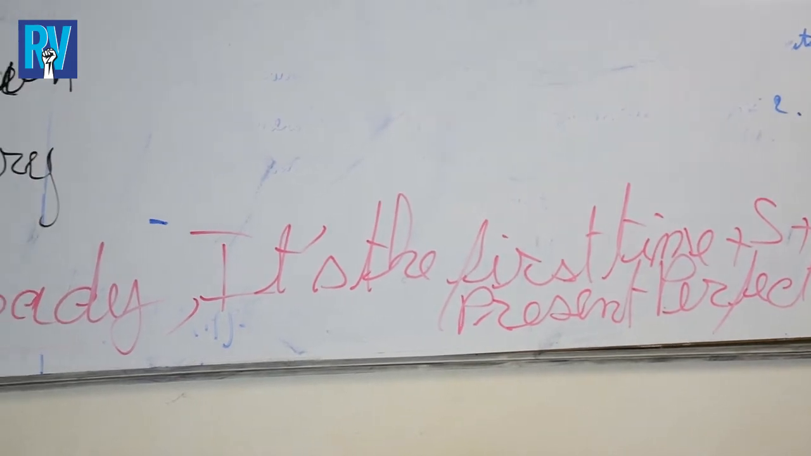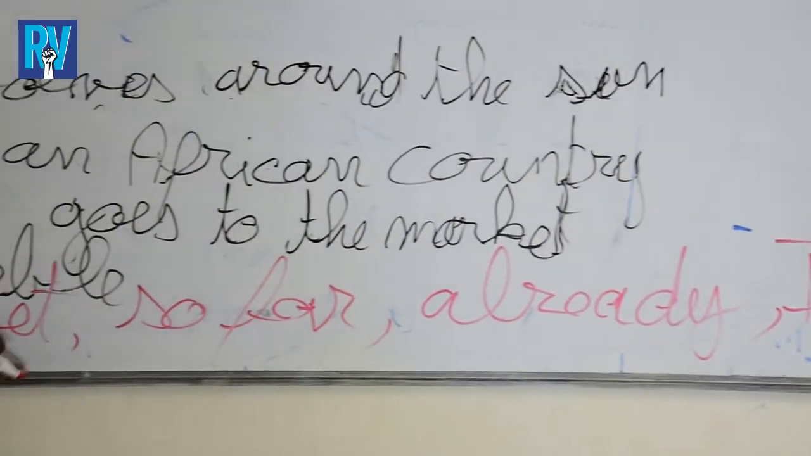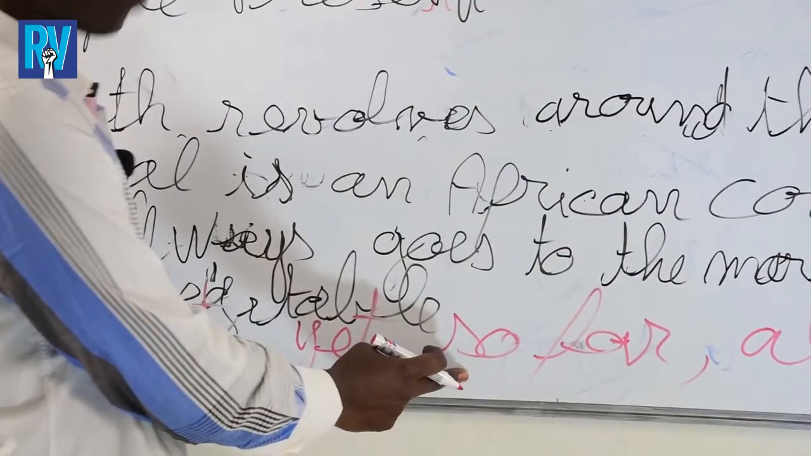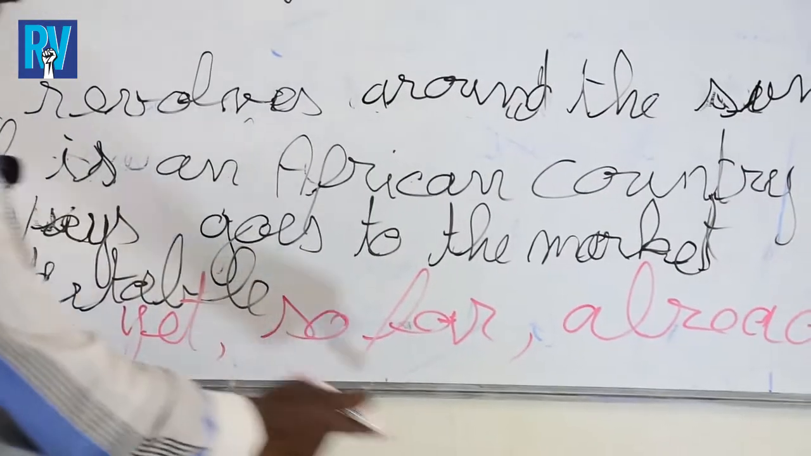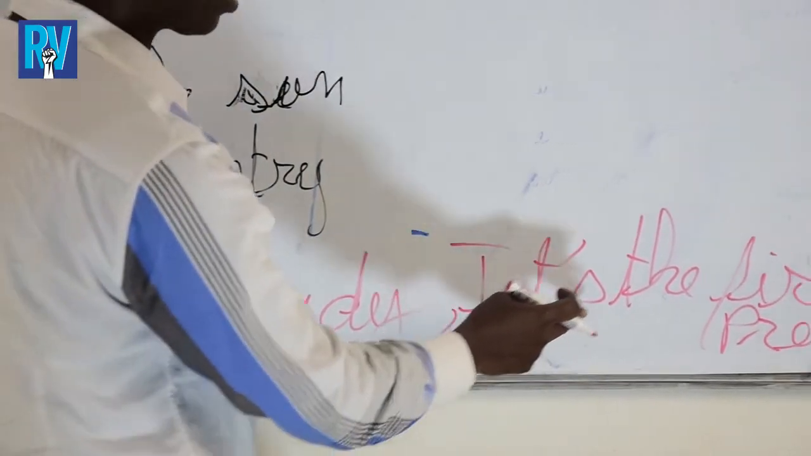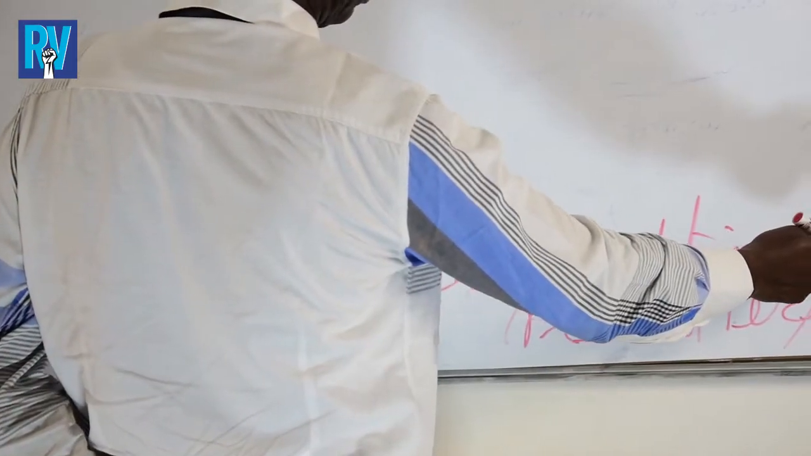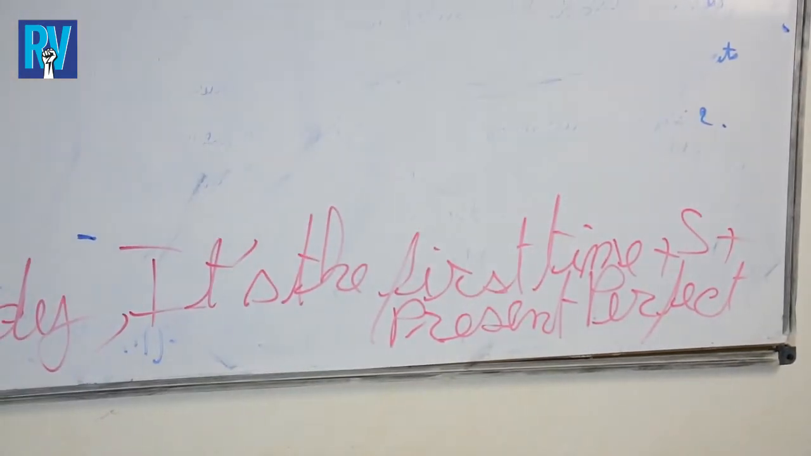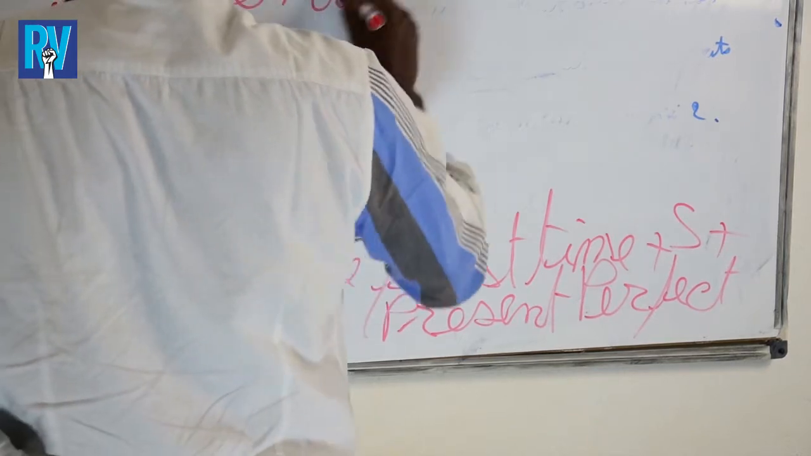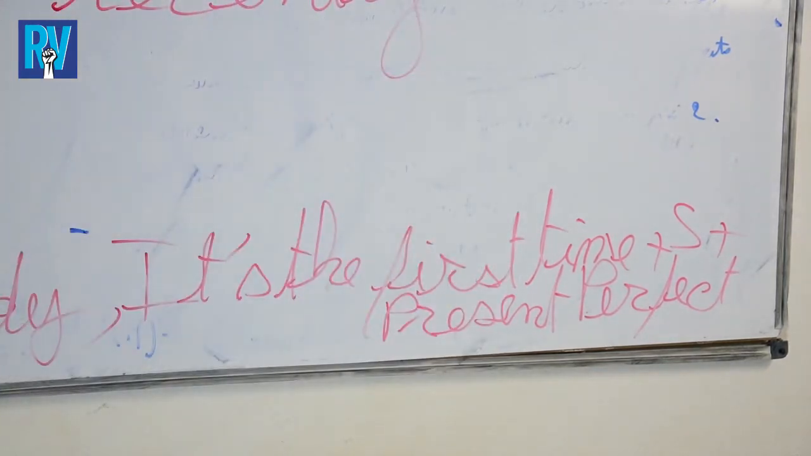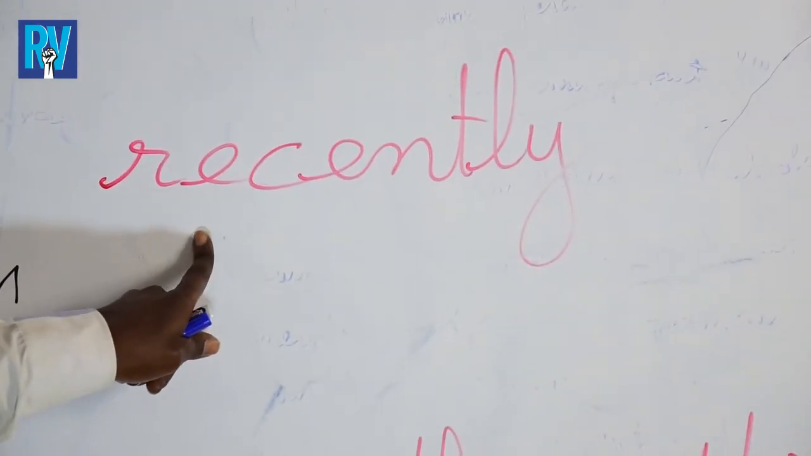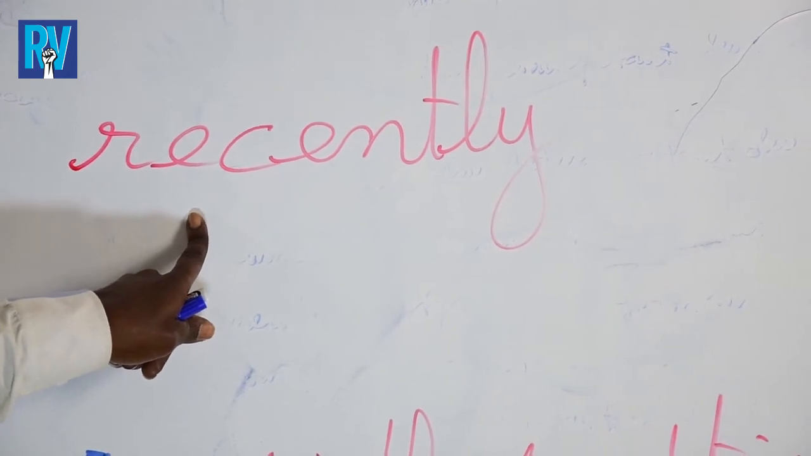Just, I have just seen, je viens juste de voir. I haven't yet eaten, j'ai pas encore mangé. I haven't seen the book so far, j'ai pas encore vu le livre jusqu'ici. Or already, déjà, I have already eaten. When you have also it's the first time plus subject, you must use the present perfect. You have also the word recently, récemment, hein? C'est une marque de temps aussi du present perfect. Recently is the time marker of the present perfect.